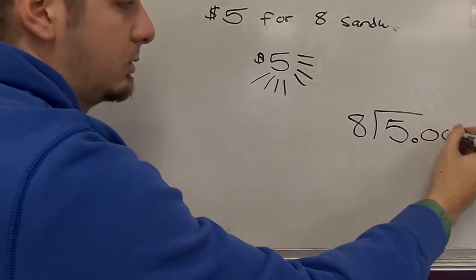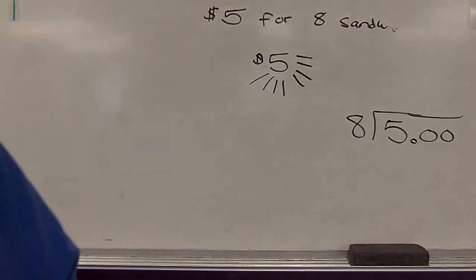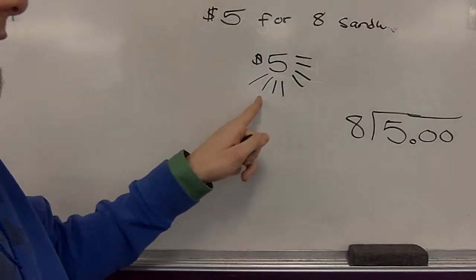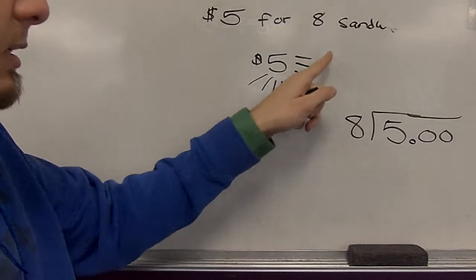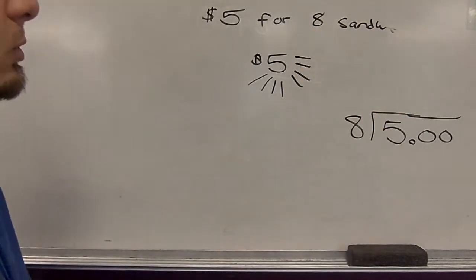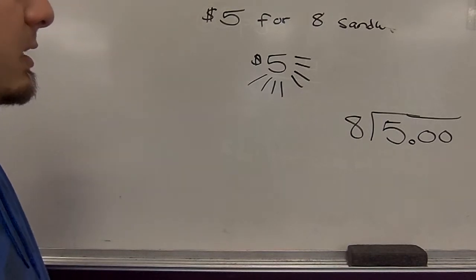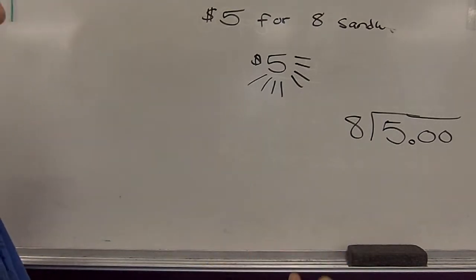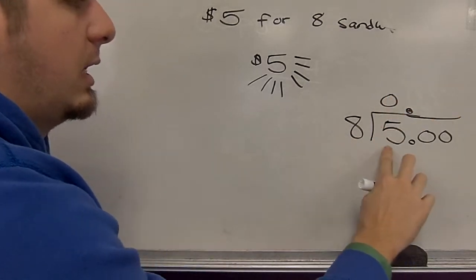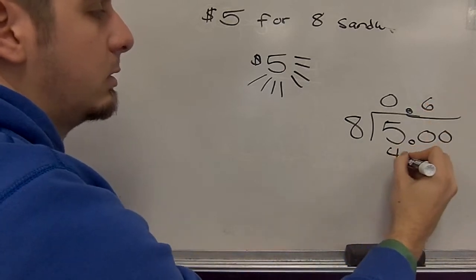I'm going to take my $5 and split it into 8 pieces, so I know how much money I paid per sandwich, because each of these 8 pieces represents one of my 8 sandwiches. So if I split my $5 into 8 equal pieces, then I'll know how much I paid per sandwich. So 8 goes into 5 0 times. 8 goes into 50 6 times.